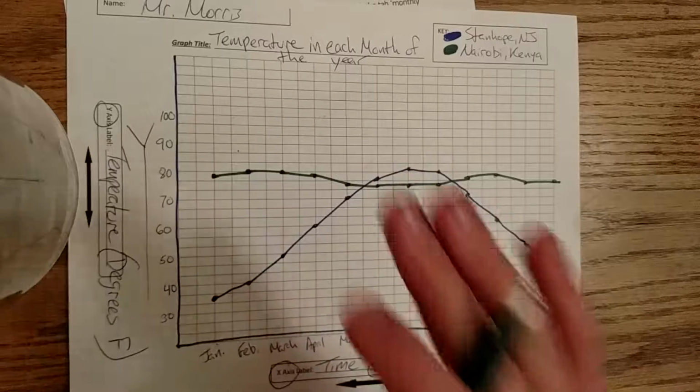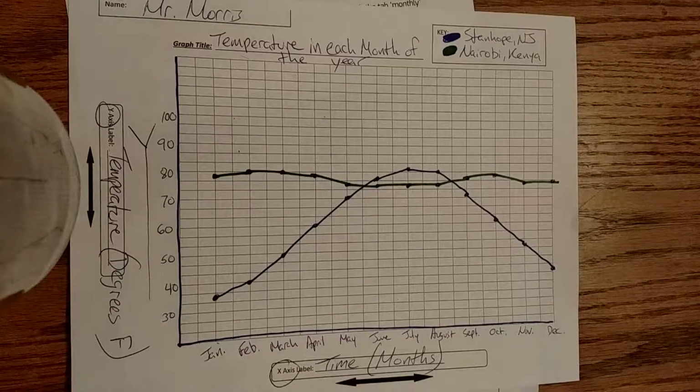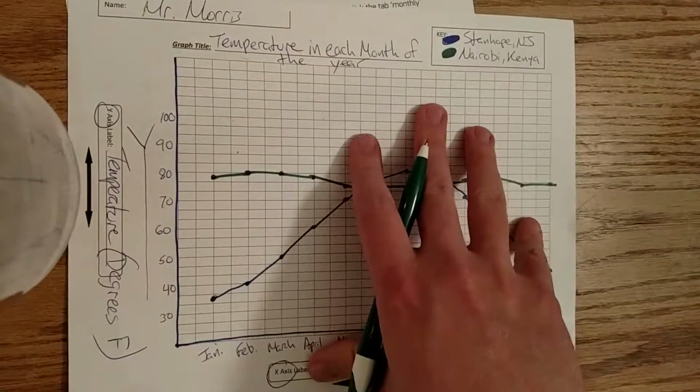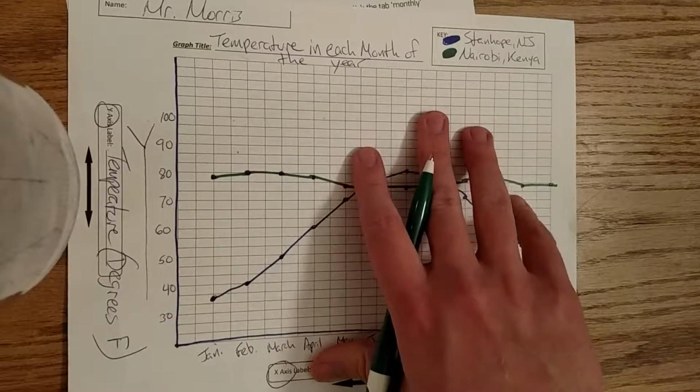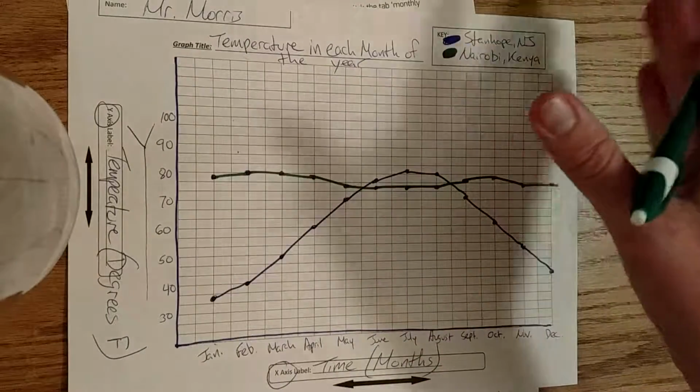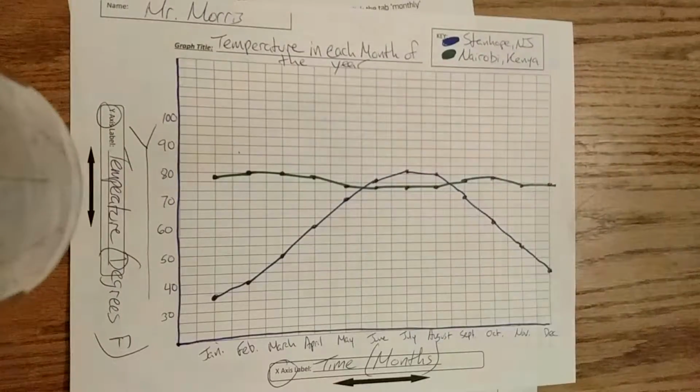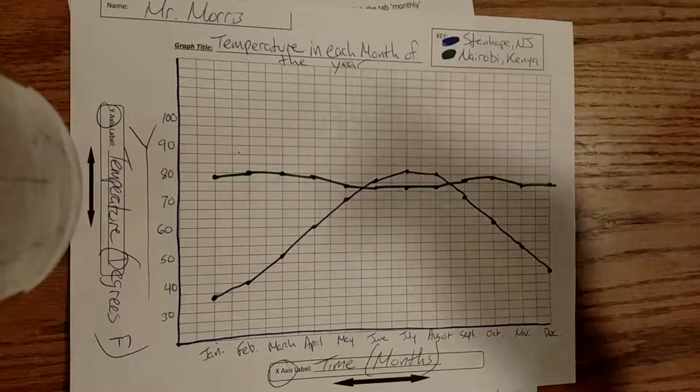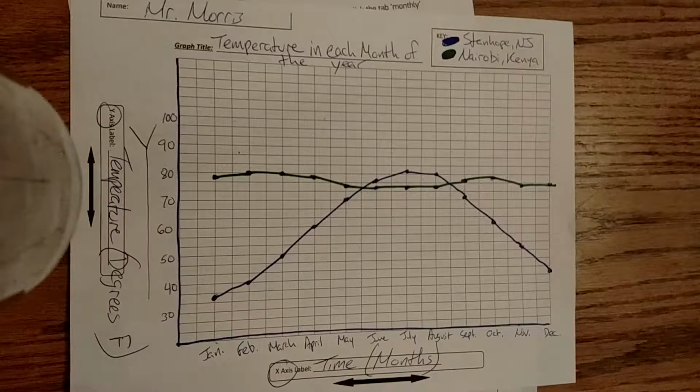And folks, we have done it. This is our line graph. This is now some scientific data that we can look at comparing the temperatures in Stanhope and in Nairobi, 2 places that are in totally different spots on the globe, and how that affects their temperature throughout the year.